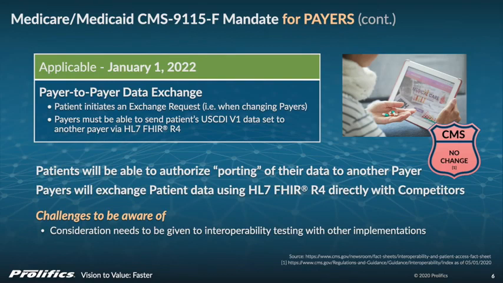It's essentially the equivalent of porting a phone number from one mobile carrier to another. The unique thing about this is that it requires payers to initiate a FHIR transaction with another payer. So when you're implementing this particular capability, you need to be aware of that from an interoperability perspective. You're going to be testing against other implementations and likely other implementations that are going to be hosted by your competitors.